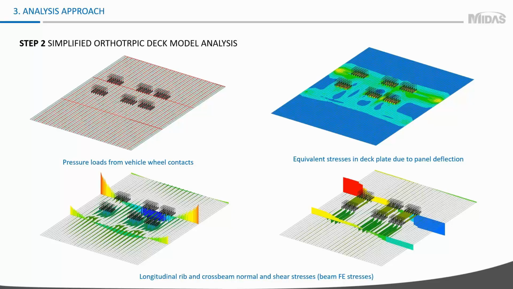In a deck plate, you calculate equivalent Mises stress in shell elements. Then you calculate beam stresses in ribs and cross beam. And using design code rules, you provide ultimate strength and fatigue checks of the components.